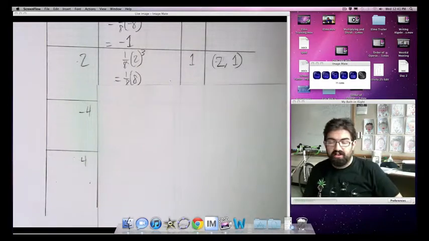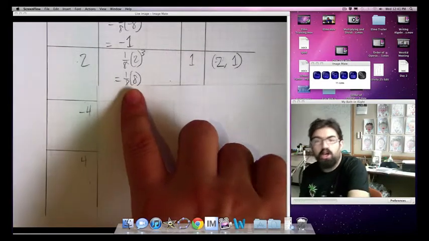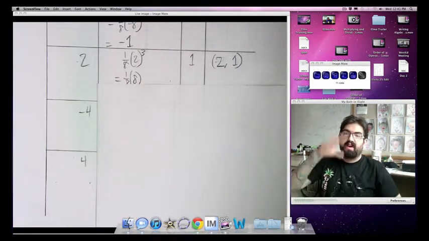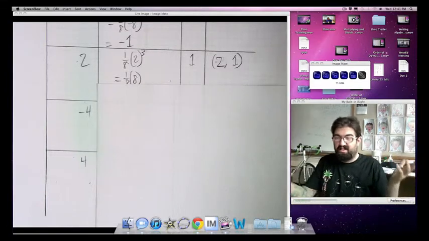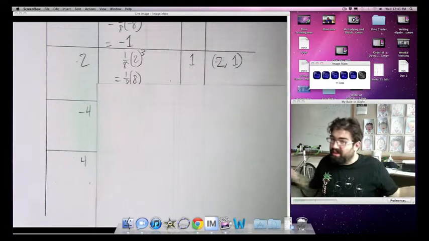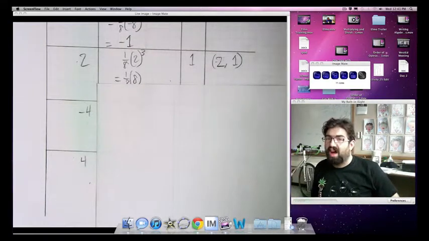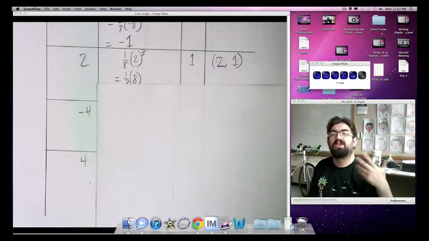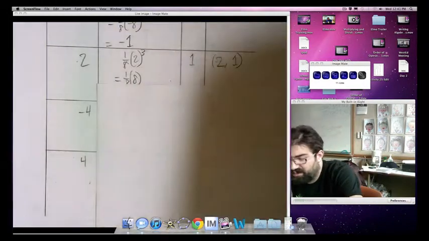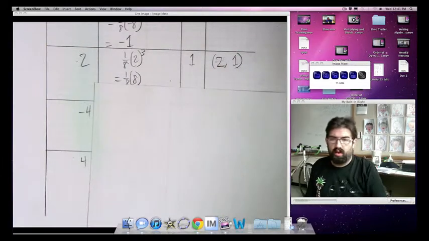I plug +2 in, I get +8 back. So it's not like quadratics, where if I square something, I get the same for positive and negative. I don't get the same thing anymore. 3 is an odd power. The rules have changed. So 1/8 times 8 is 1. So this point would be 2, 1.